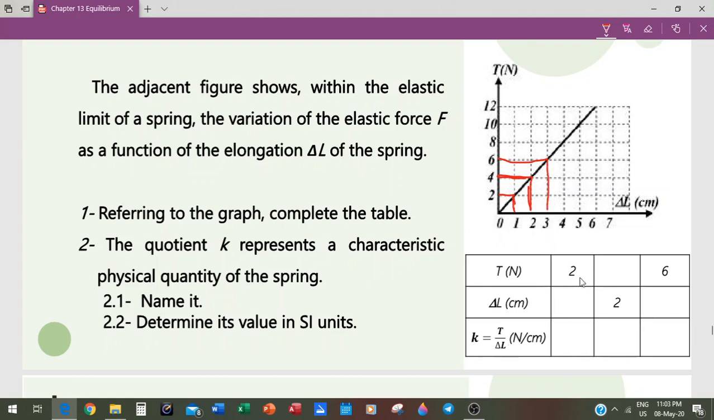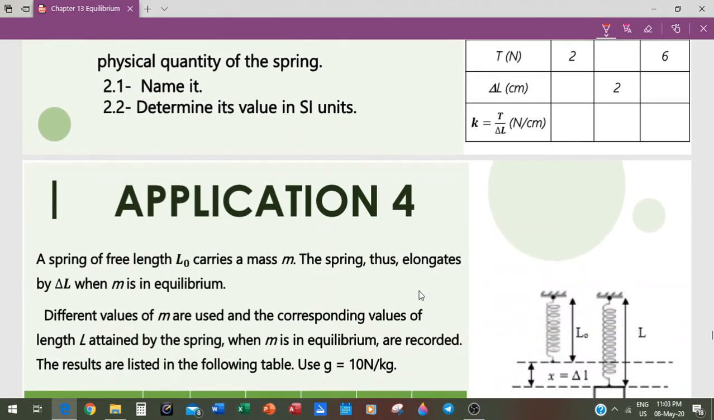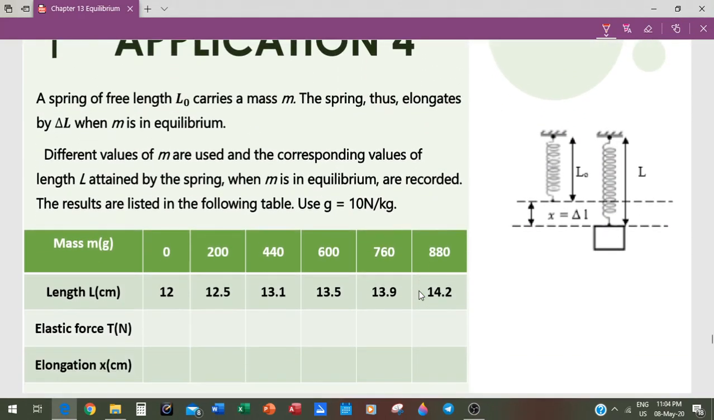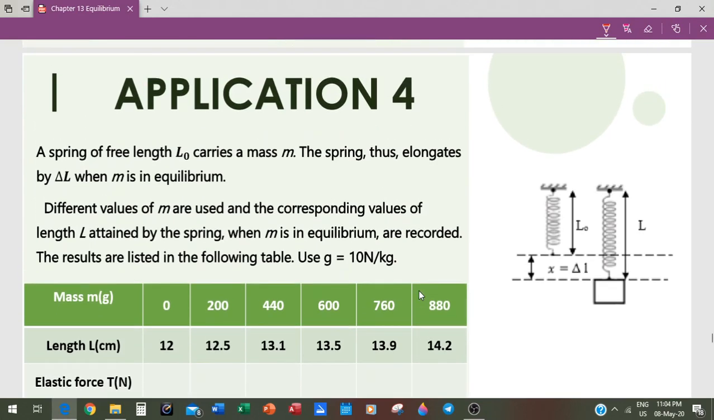T over delta L in centimeter: 2 over 1 you get 2, then 4 over 2 you get 2, then 6 over 3 you get 2. So K, the stiffness of the spring, or the spring constant, is T over delta L. 6 over 3, for example, is 2 Newton per centimeter. Application 4 is the homework. I want you to do it.